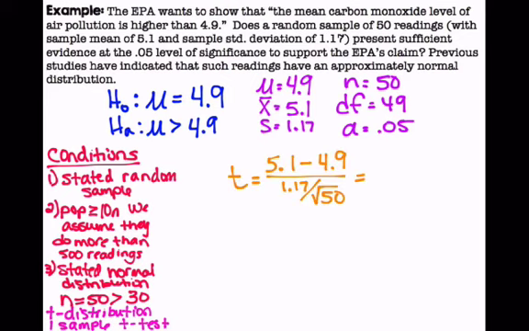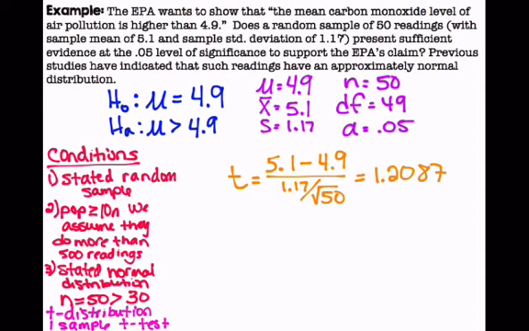Alright, so here's the equation. So t equals our x bar minus our mean, our mu. So 5.1 minus 4.9 divided by s divided by the square root of n. So 1.17 divided by the square root of 50. If I plug that in, I get 1.2087.